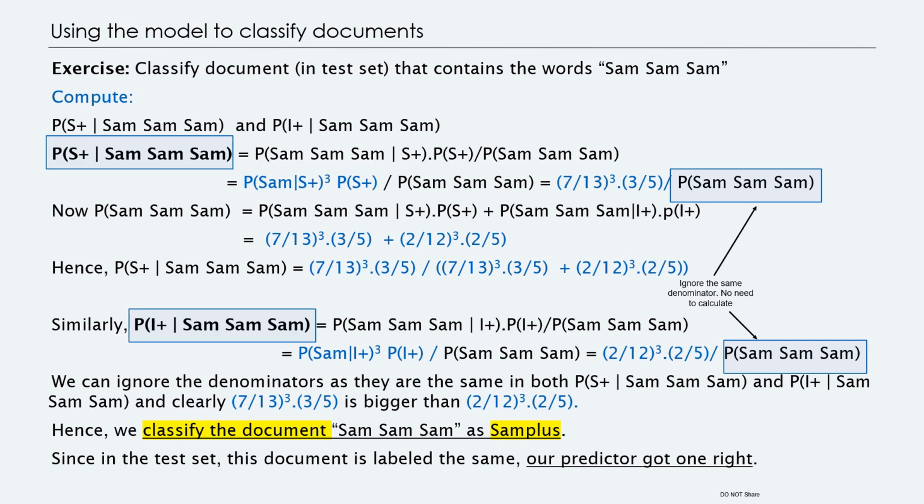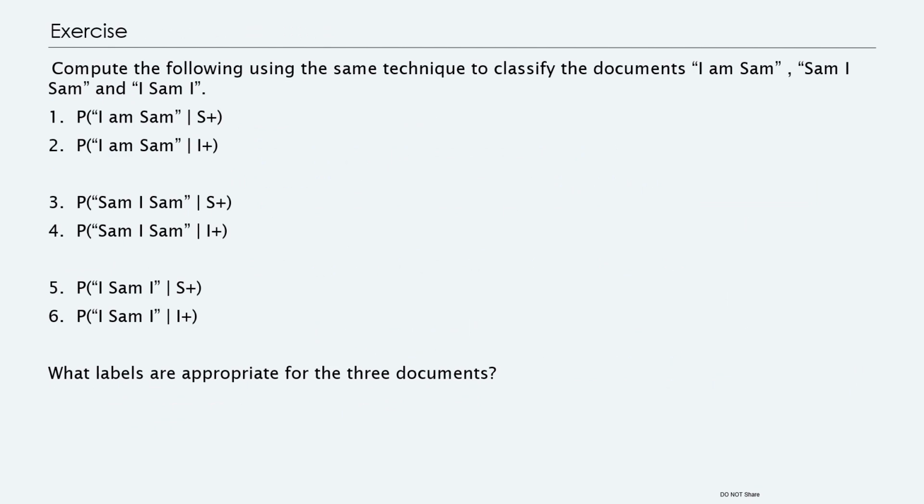In this case, the probability for SAM being a SAM plus document is higher. So, we predict that this document belongs to SAM plus. And guess what? Our model got it right. This document is indeed labeled as SAM plus in the test set. Great job! We're really getting the hang of this.